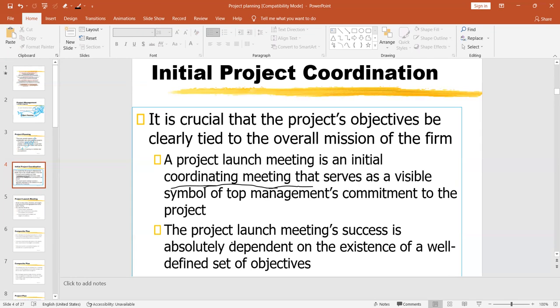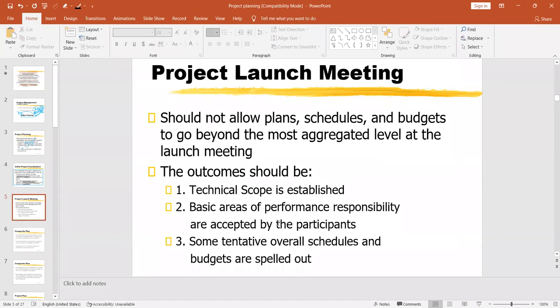And it says the project launch meeting's success is absolutely dependent on the existence of a well-defined set of objectives. So at the initial stage, while we are passing the planning phase, there are some important points you must keep in your mind if you really want to be a very good project manager. And what are the outcomes related to the project launch meeting? The outcomes should be like this. You have to explain the technical scope that you want to be established, then basic areas of performance and responsibility, and then some tentative overall schedules, budgets, etc.